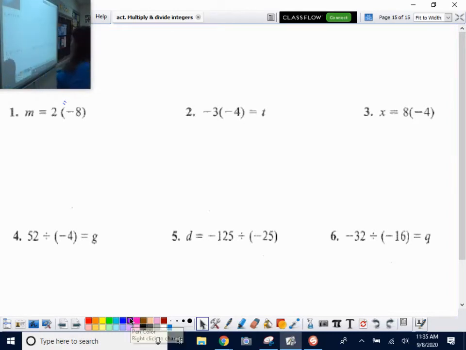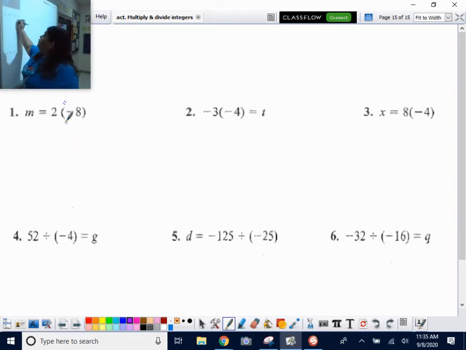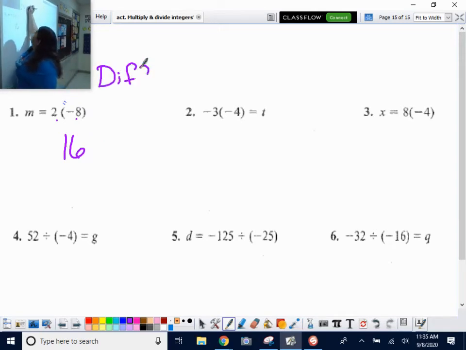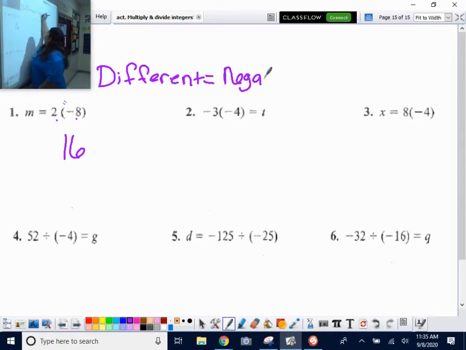So let's take a look at the first one. The first one is 2 times negative 8. Okay, so 2 times negative 8, well, I'm going to multiply like normal, so 2 times 8 is 16. Then I take a look at the signs. Are my signs the same or different? They are different. If you remember, different equals negative answer. So I'm going to put a negative there to remind me. So it should be a negative 16.